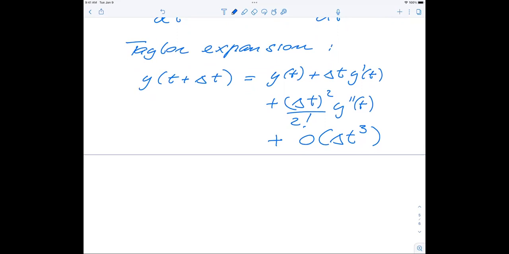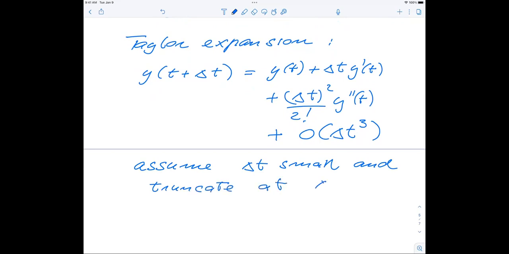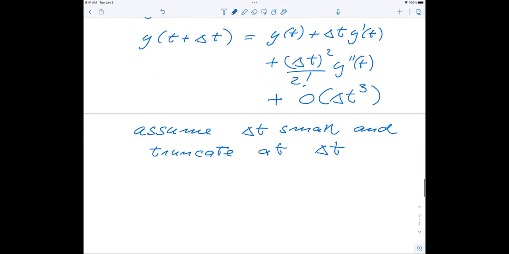What we can do next is to rewrite this equation, and we will typically truncate, assuming that delta t is small, and also that higher derivatives are less important, and truncate at first order in delta t. So that means that we are going to get an expression now for y of t plus delta t, where we can put an approximation sign. And this is given by y of t plus delta t times the derivative of y of t.